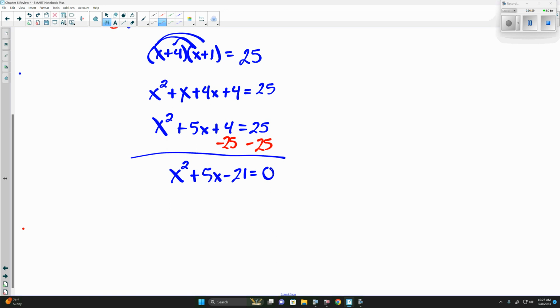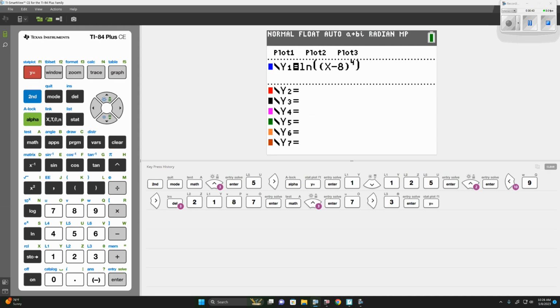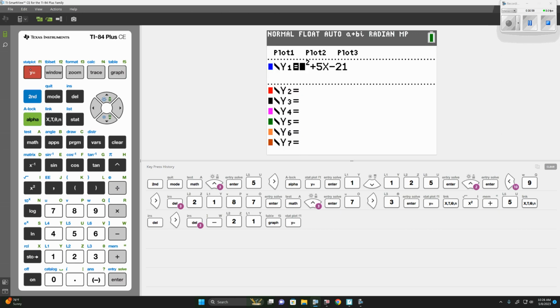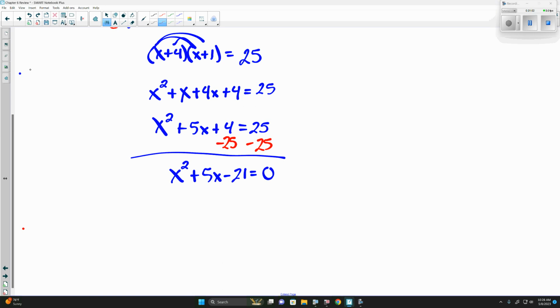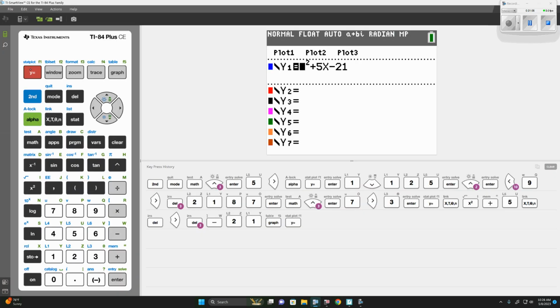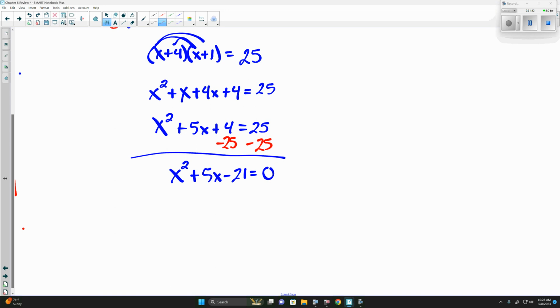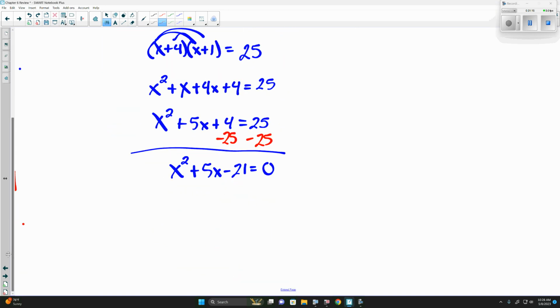Any questions on how we got to this point here? Now, at this point, we could graph this or factor it or use the quadratic formula. I'm going to go on and just graph it. X squared plus 5x minus 21, graph. Make sure I wrote that in right. Okay. Yep. Well, it doesn't have nice points. So we need to actually use the quadratic formula for this.